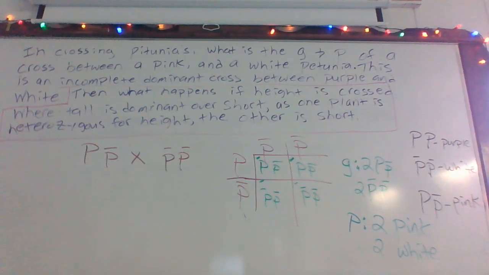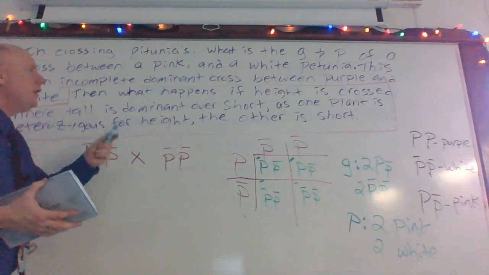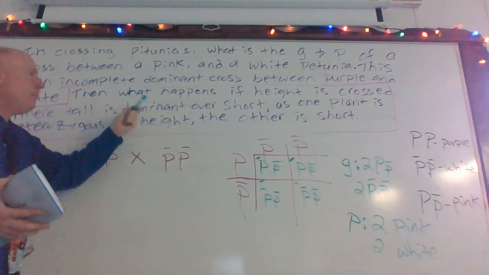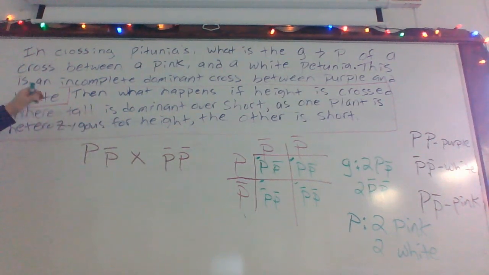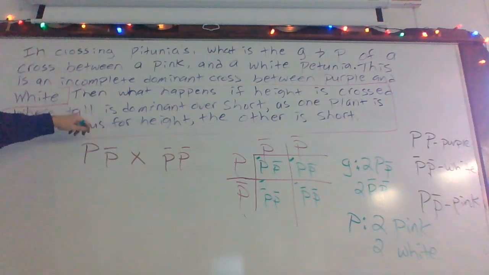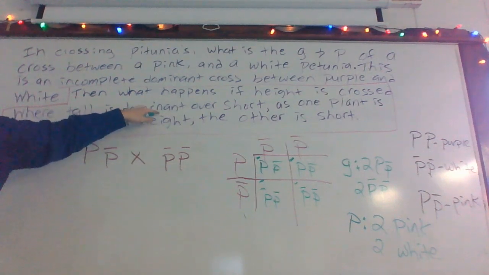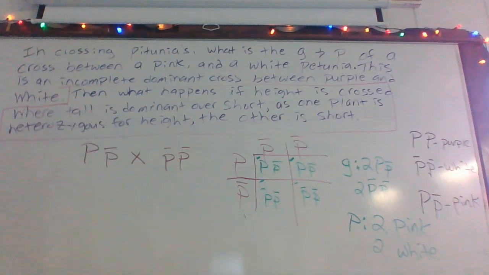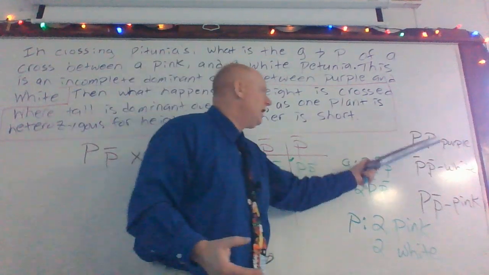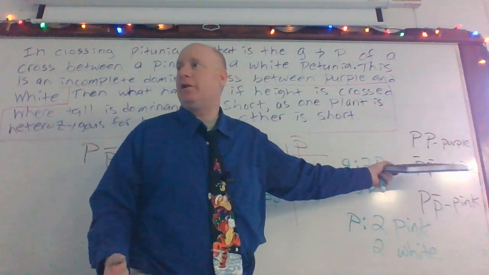Okay. Fair enough. Now, the reason this is inside the box is it says, then what happens if we're throwing in a height variance in here? What is it saying here? Tall is dominant over short. So that means if that capital letter is present, that outcome will be what? It will be tall, even if there's only one of them. It's either a tall or a short. There is no contrasting trait like there is with an incomplete dominant cross.